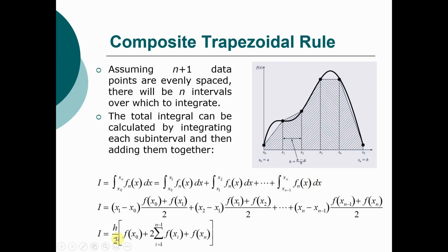It would be h over 2 multiplied by f of x0 plus f of xn, plus 2 times f of the midpoints. Anything in the middle, these are the inner points, and these are terminal points. So it's 2 times the summation of the function values at the inner points. You can actually see how this formula is derived based on the calculations given here.